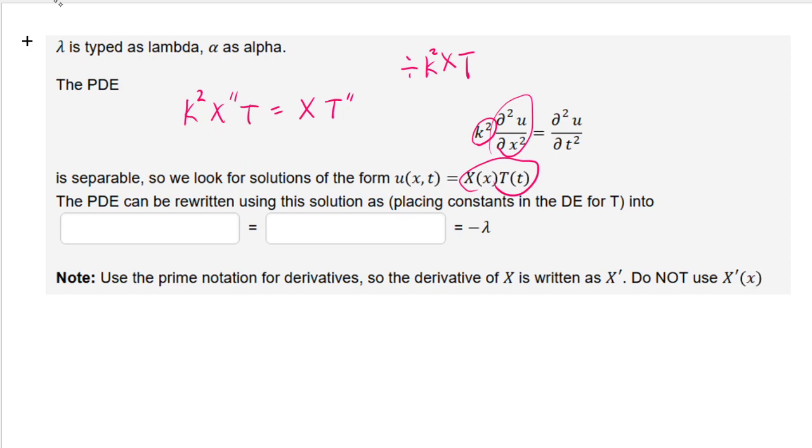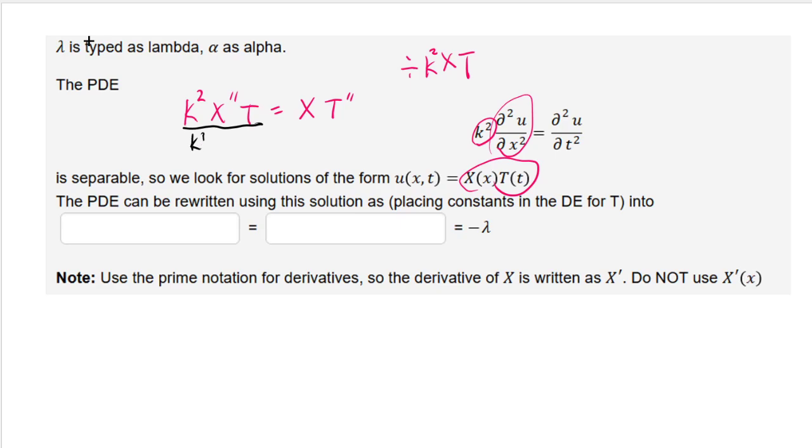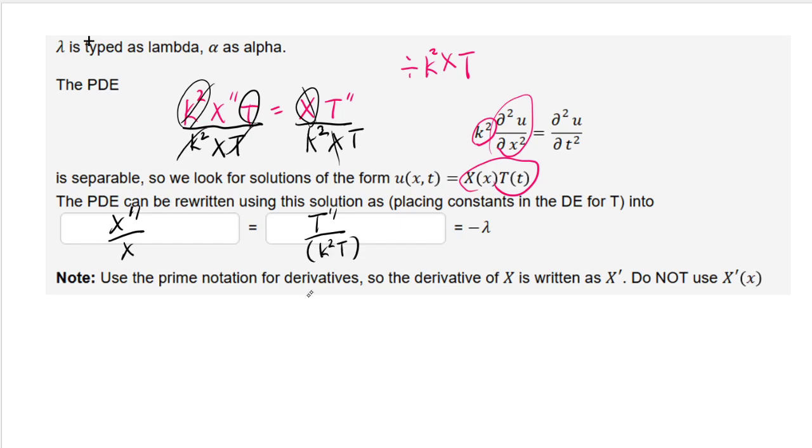If you divide both sides by k squared XT, then here the X's cancel out, here the k squared cancels out, and the T cancels out, and what you get is X double prime over X equals T double prime over k squared T.